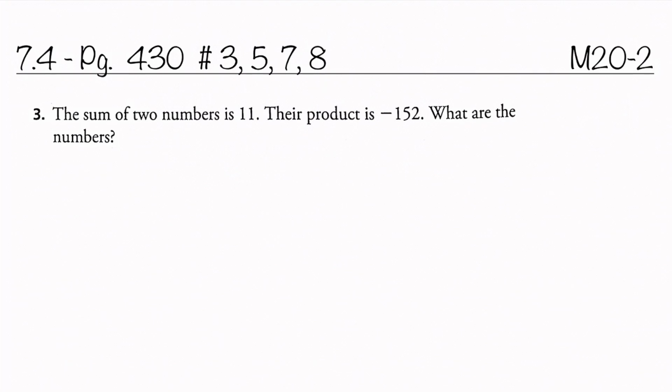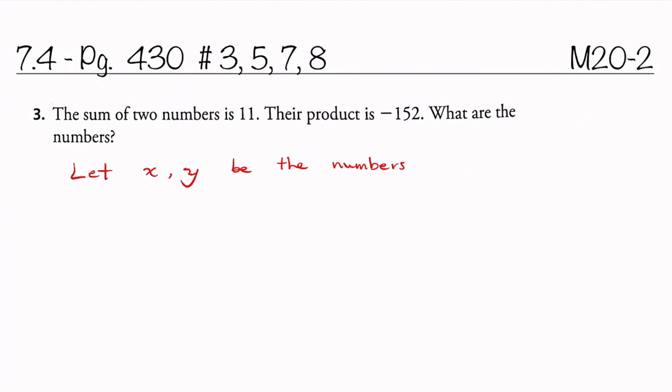So the first one, number 3, says the sum of two numbers is 11. Their product is negative 152. What are the numbers? I'm going to start off by saying let x and y be the numbers.